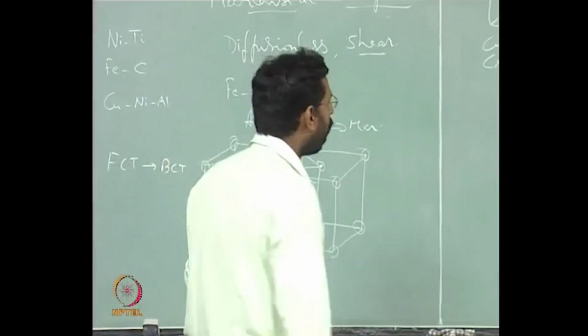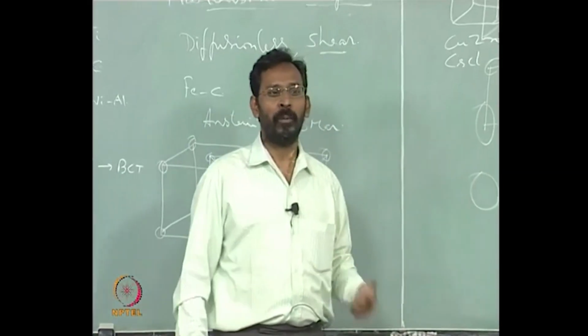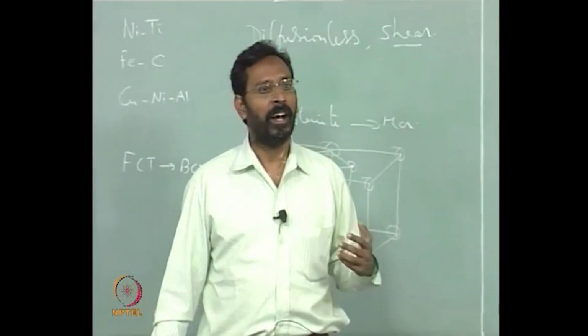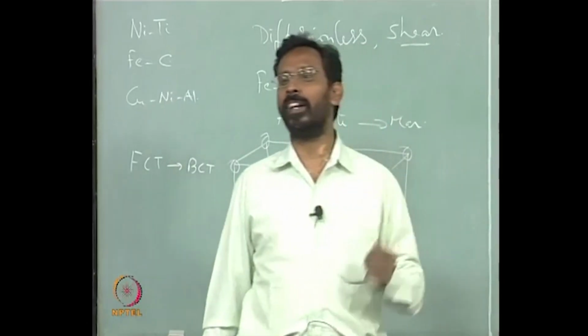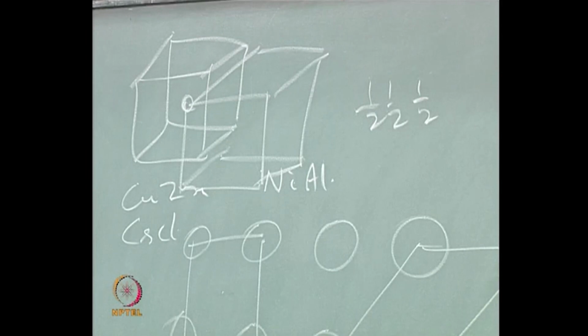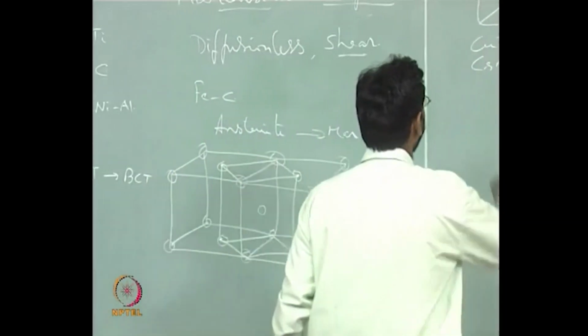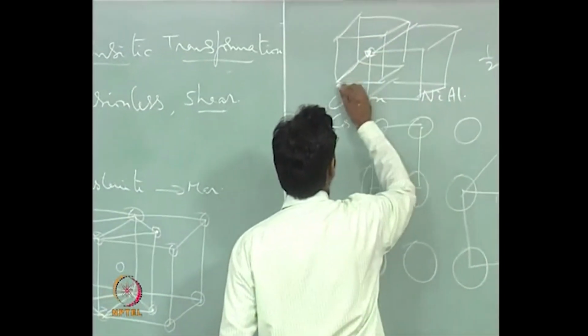And in fact, because of this, we talked some time back about why ordered structures have low deformability. I said the Burgess vector changes. If I consider this unit cell, what is the Burgess vector in a BCC unit cell? It is half of 111. So that means this is the Burgess vector.